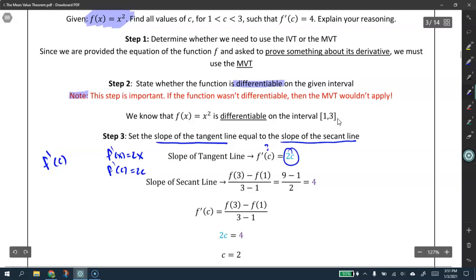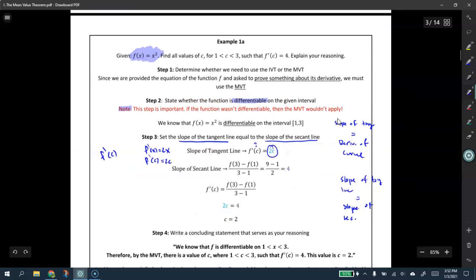Now, where did I use that logic from? In lesson number 3, we learned that the slope of a tangent line is equal to the derivative of the curve. And in this lesson, I'm telling you that according to the mean value theorem, the slope of the tangent line is equal to the slope of the secant line. So what are the connections we're making here?